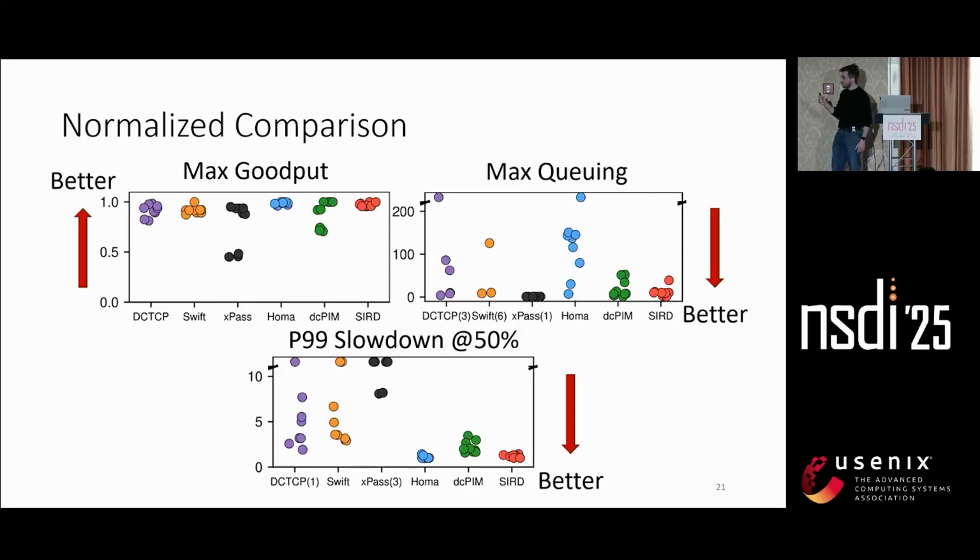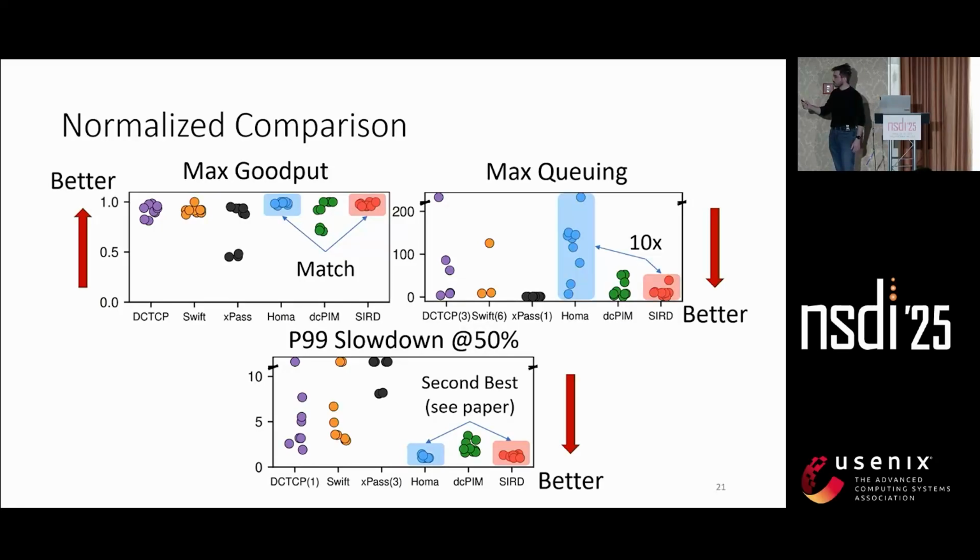And we compared SIRD with 2 sender-driven approaches, DCTCP and Swift, and 3 receiver-driven approaches, ExpressPass, HOMA, and dcPIM. And in the interest of time, I'll focus the comparison on HOMA, which is the closest in terms of philosophy to SIRD. Well, in terms of goodput, SIRD matches HOMA, and then in terms of 99th percentile slowdown, it's second best to HOMA, which is shown to be near optimal in that regard, and SIRD does this with an order of magnitude less queuing in the network.